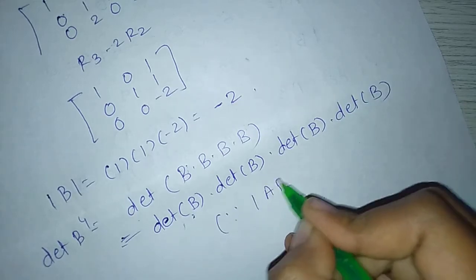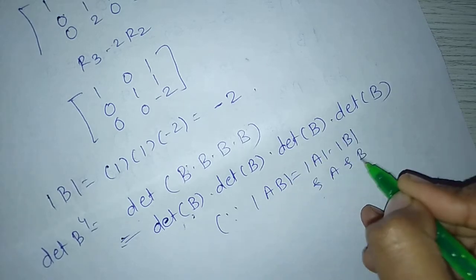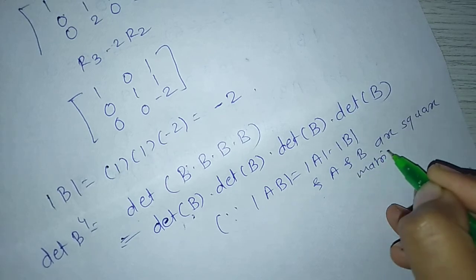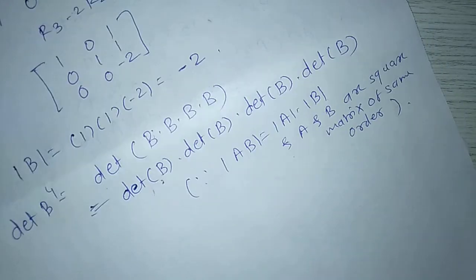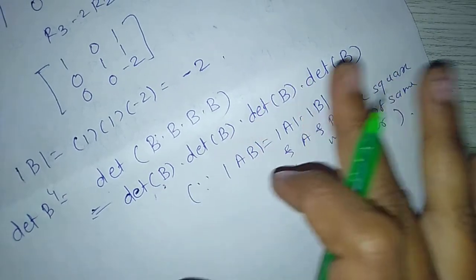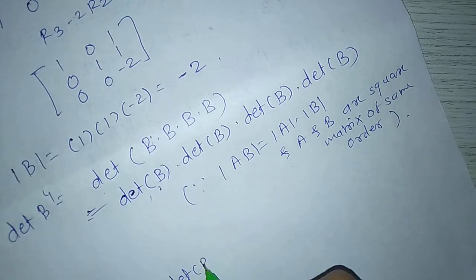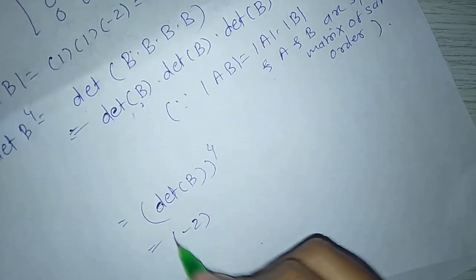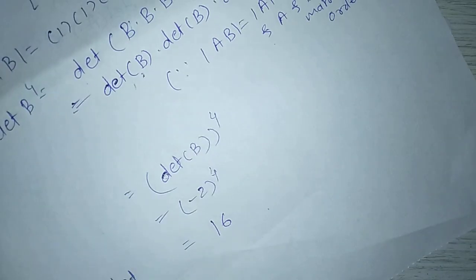Since determinant of A into B equal to determinant of A into determinant of B where A and B are square matrices of same order, therefore, determinant of B into determinant of B into determinant of B into determinant of B is determinant of B raised to 4, and determinant of B is minus 2, means minus 2 raised to 4 equal to plus 16. So, determinant of B raised to 4 equal to 16.